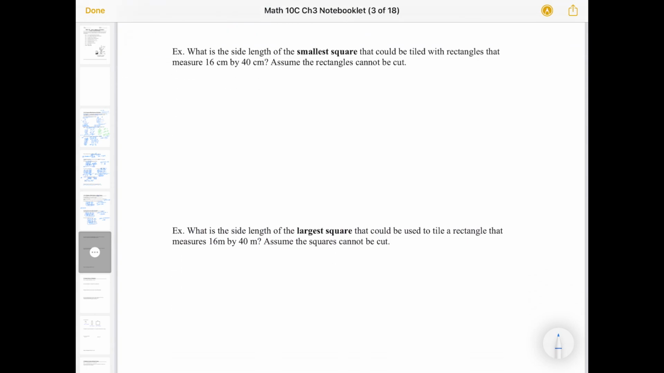So we've got a few word problems here. We are tiling. This first one: what is the side length of the smallest square that could be tiled with rectangles that measure 16 centimeters by 40 centimeters? Assume the rectangles cannot be cut. So I need a square. I've got a square room, and I'm going to be tiling, and I want these tiles to fit perfectly in each dimension here. I can't cut my tiles at all, so I'm looking for the smallest square that the 16 and 40 is going to fit into. So smallest and least. So this is my least common multiple that I'm looking for.